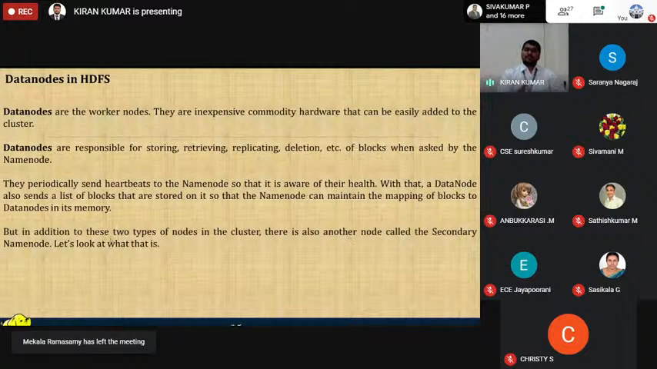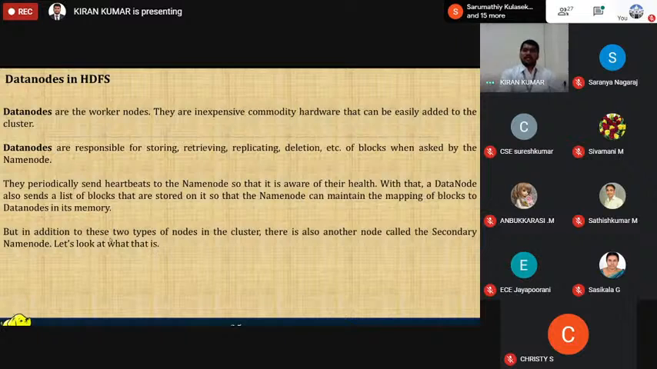So here, in addition to this, so far we have seen the name node and the data node. In addition to this, there is also one more node called the secondary name node. So let us see what happens. What is the use of the secondary name node? What type of information will the secondary name node have? I'm going to explain that in the coming slide.